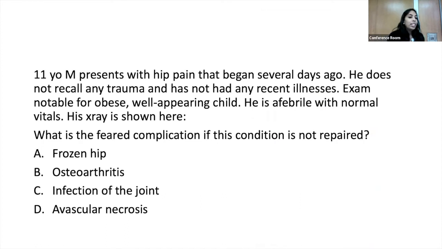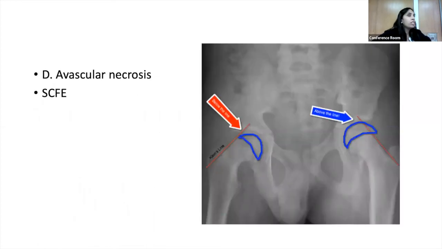All right, an 11-year-old male presents with hip pain that began several days ago. He doesn't recall any trauma and has not had any recent illnesses. Exam is notable for an obese, well-appearing child. He's afebrile with normal vitals. What is a feared complication if this condition is not repaired? A, B, C, and D. Okay. So this is a description of SCFE.